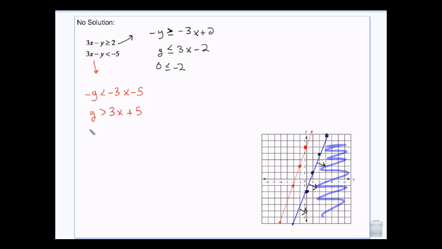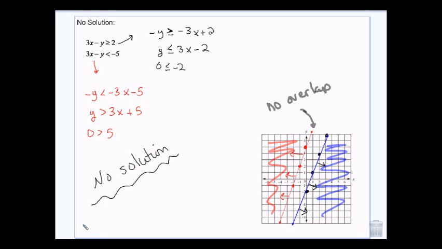And then if I plugged in 0, 0, I get 0 is greater than 5, which is false, which means I'm going to shade this way. Or if you like the shading, you've got that happening. And there's no overlap. When that happens, you have no solution, because the solution is where the shades overlap. So if the shades don't overlap, there is no solution.